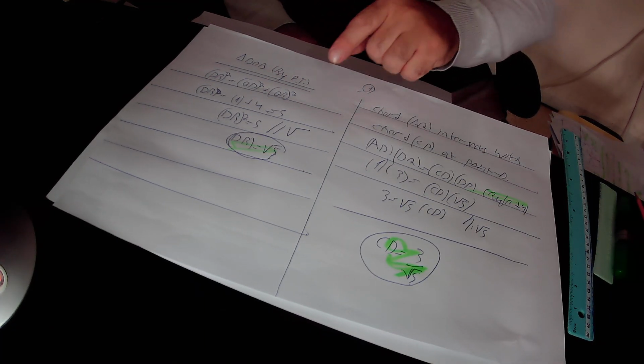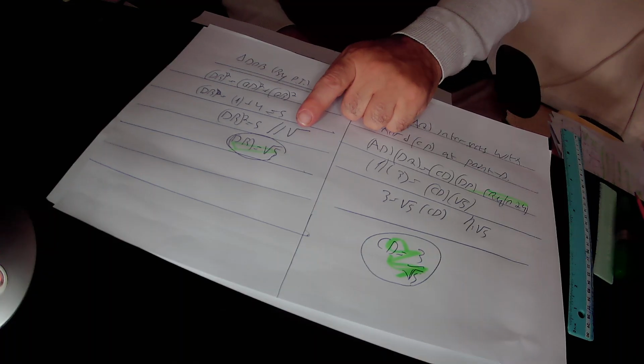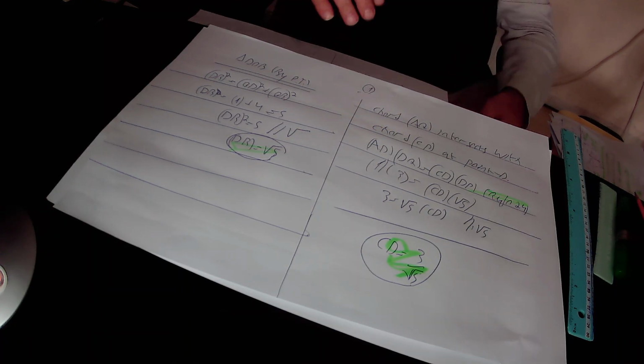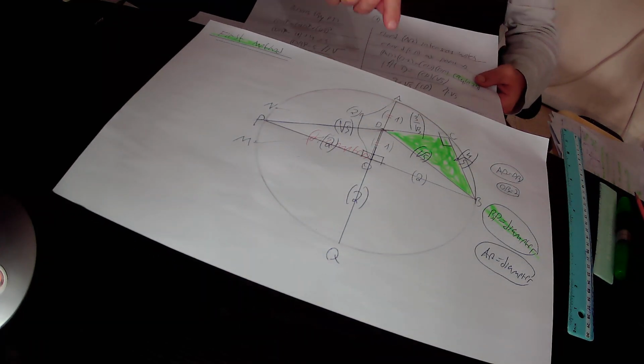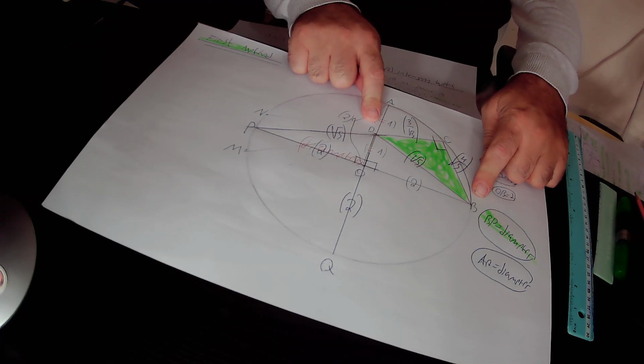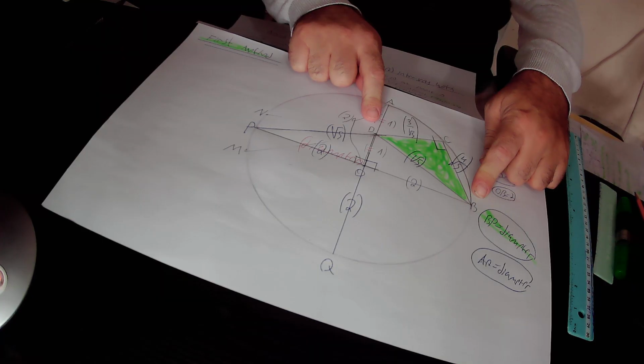Here we take the square root of the equation and find that the missing hypotenuse DB is equal to the square root of 5 units in length. This is the missing hypotenuse DB, equal to the square root of 5 units in length.